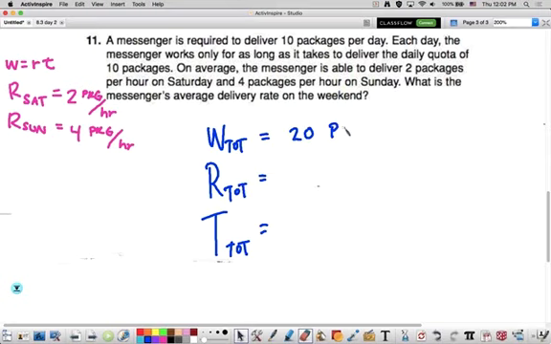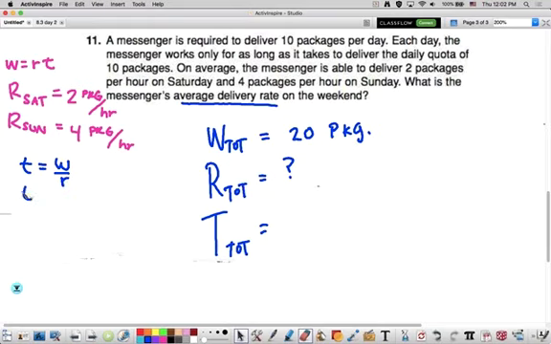So you see how sneaky that was? 20 packages. What are we trying to find? Average delivery rate. So we want to find that. Time. That means I need things in terms of time. All right, so let's find out what time is. Work is equal to rate times time, so time equals work divided by rate.